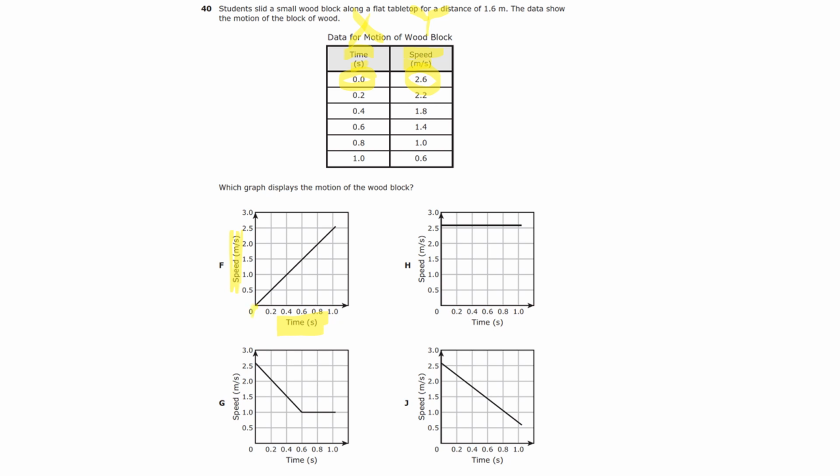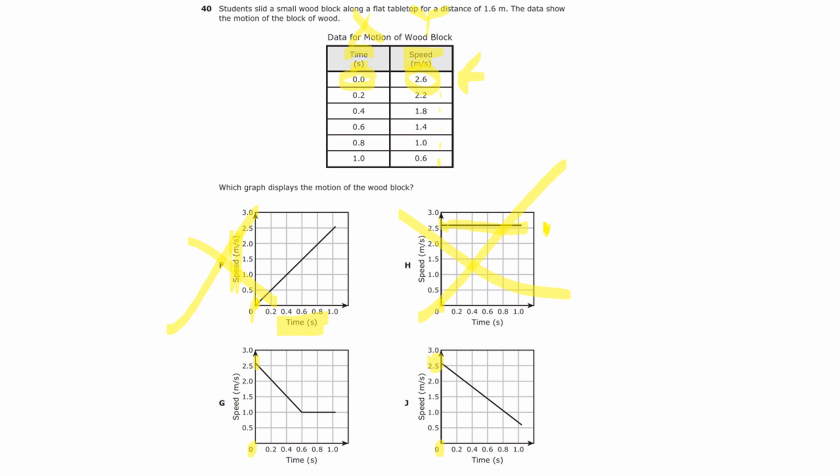So time is right here for 0. This one is not at 2.2, it's at 0. So that's wrong. This one at 0, are you at 2.6 for your speed? Yes, you are. But does the speed ever change? Well, no. As you see here, the speed does change, but as you see here, it doesn't. It just stays the same. So you can already eliminate that one. And let's look at this one here. At 0 time, are you at 2.6? Okay, maybe. Are you at 0 here? Are you at 2.6? Yeah, okay. Well, let's look at another one.